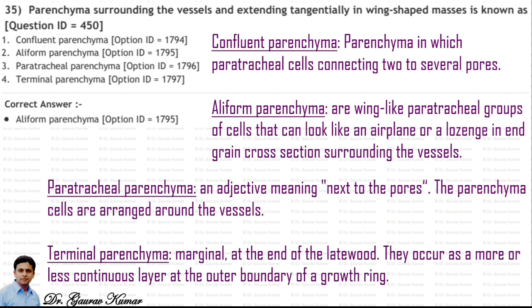Now there is an aliform parenchyma, which we already knew, are wing-like paratracheal groups of cells that can look like an airplane or a lozenge in end-grain cross-section surrounding the vessels. The paratracheal parenchyma is an adjective meaning next to the pores. So the parenchyma cells are arranged around the vessels. Terminal parenchyma means marginal, that is they are present at the end of the late wood. They occur as a more or less continuous layer at the outer boundary of a growth ring.